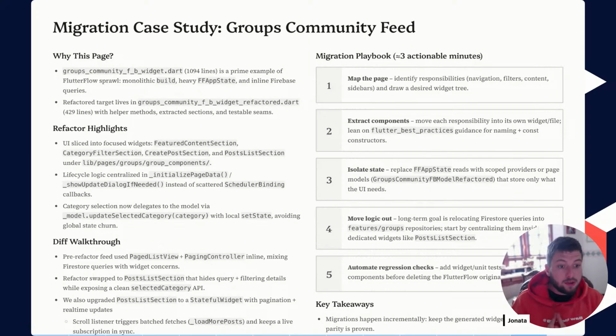So now going back to the migration case study, like I said, why this page? Why did we refactor it? So first, it had 1,094 lines of code, and for, let's say, just a feed, it was a very big component. It was basically all generated by Flutter Flow. So it was a key component of the app, and all the code in it was basically generated by Flutter Flow. So this was a lot.